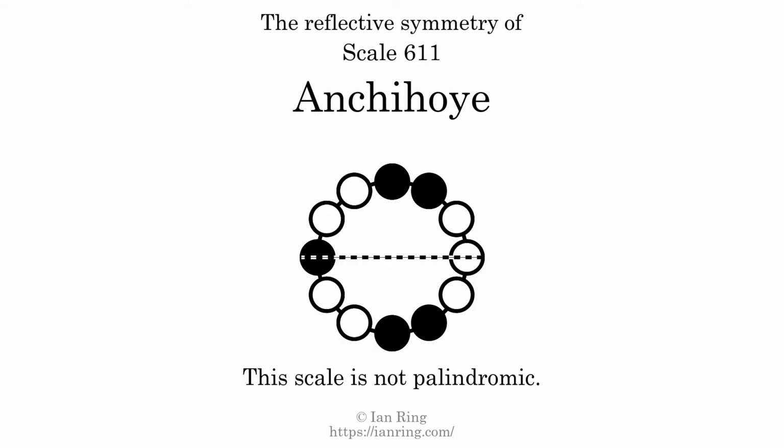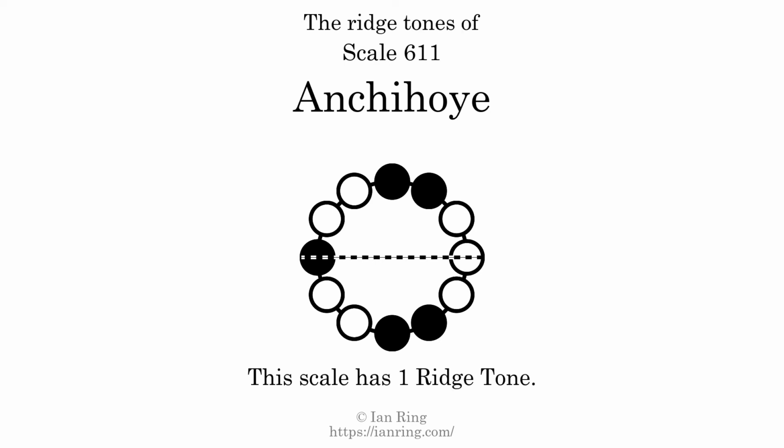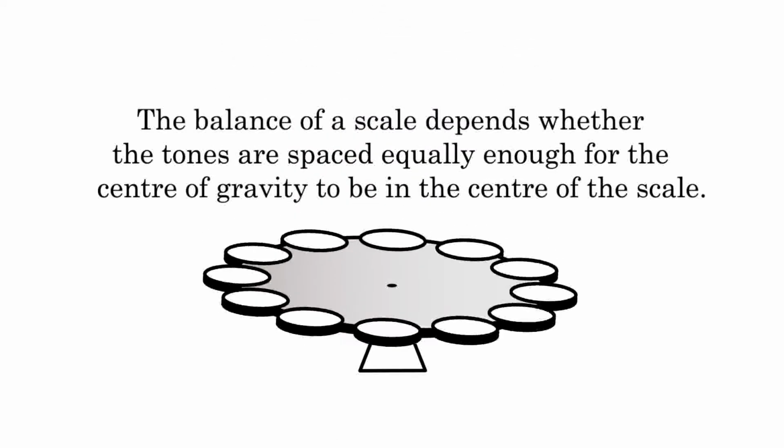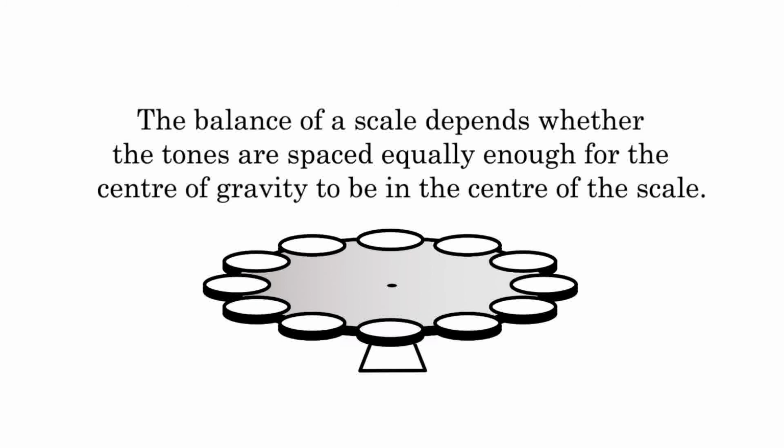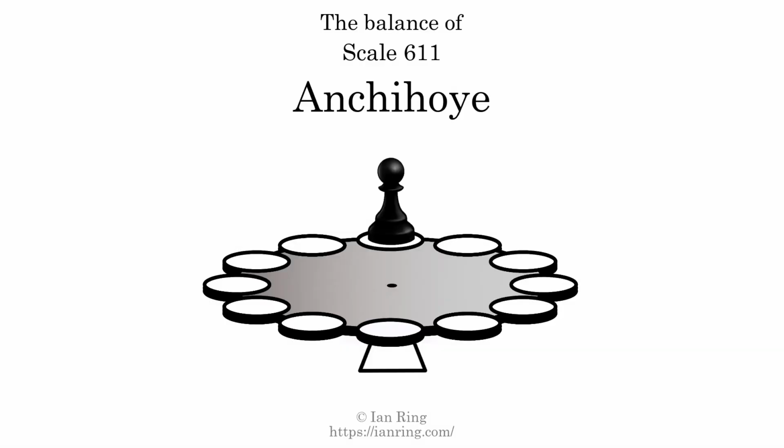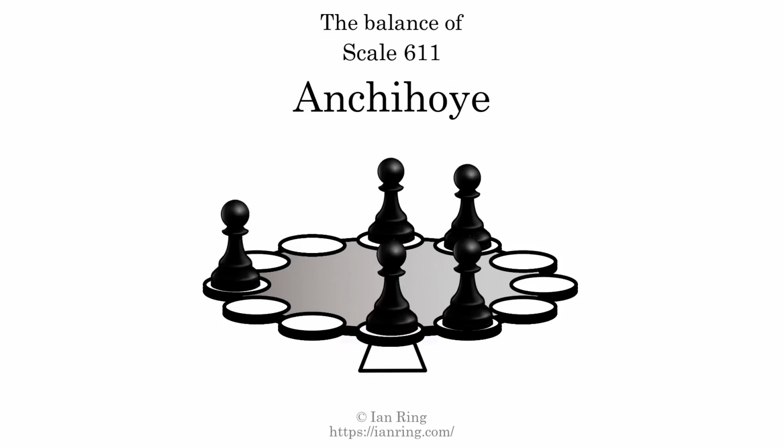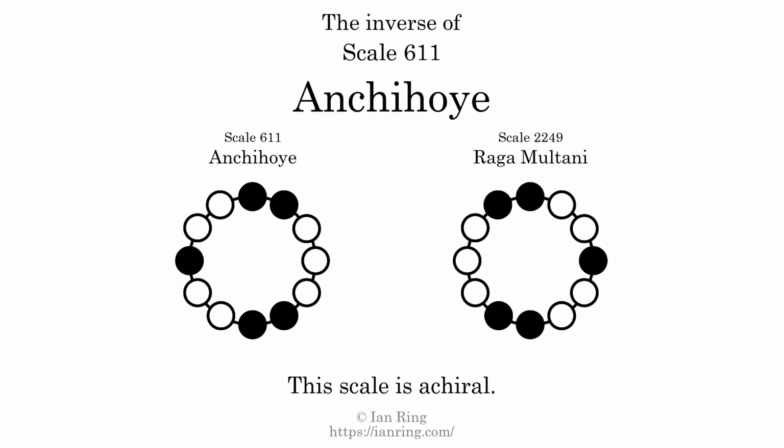This scale has reflective symmetry across an axis position 3 semitones from the root. This scale has a different pattern of intervals ascending and descending, so it is not palindromic. This scale has 1 ridge tone. Here, the balance of a scale depends whether the tones are spaced equally enough for the center of gravity to be in the center of the scale. This scale is balanced.